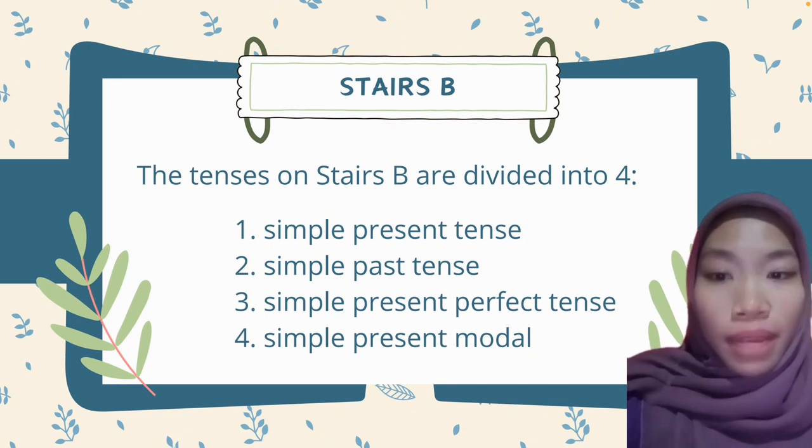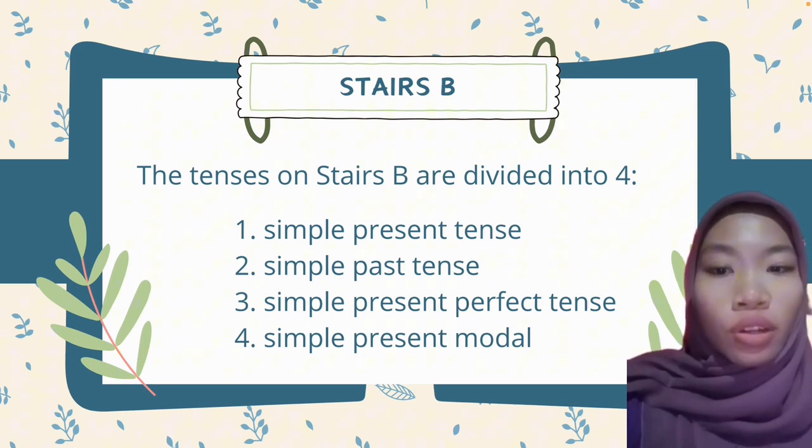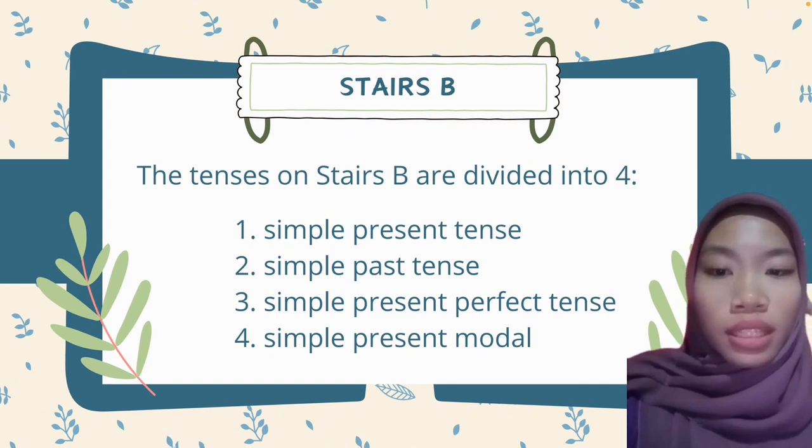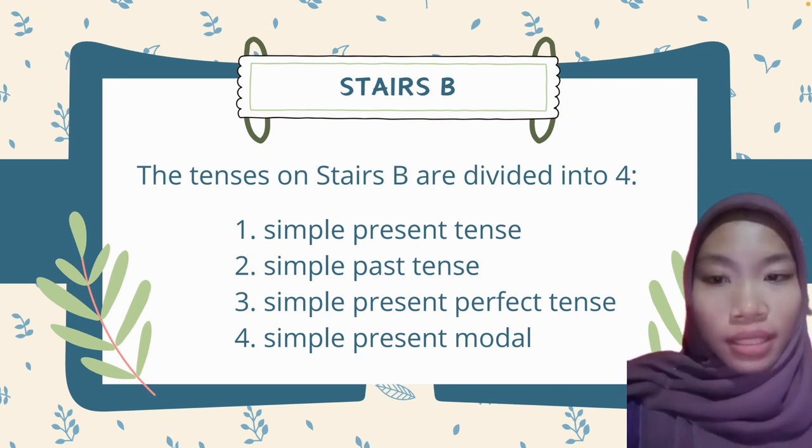Second is simple past tense. A simple past tense is a sentence used to describe events that occurred in the past and ended in the past as well. Third is simple present perfect tense.